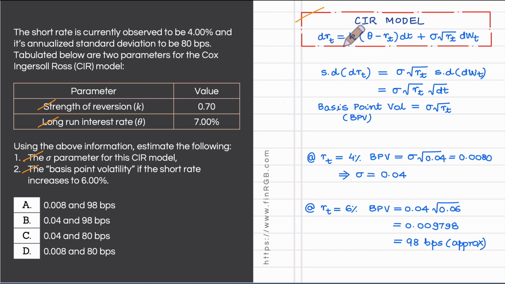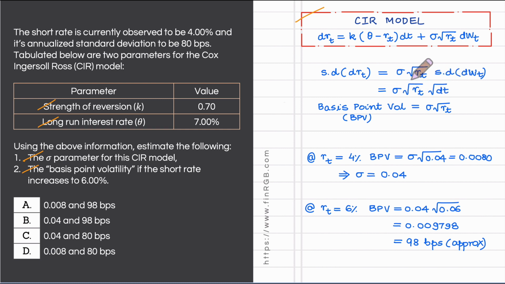The standard deviation of this drt can be written as sigma times the square root of the current observed level of the short rate. So as of time t, this entire thing is deterministic and therefore can be treated as a constant, that times the standard deviation of dwt, which we know is square root of dt. So the standard deviation of the change in my short rate simply comes out to be sigma times the square root of the current observed level of the short rate, that times the square root of dt.